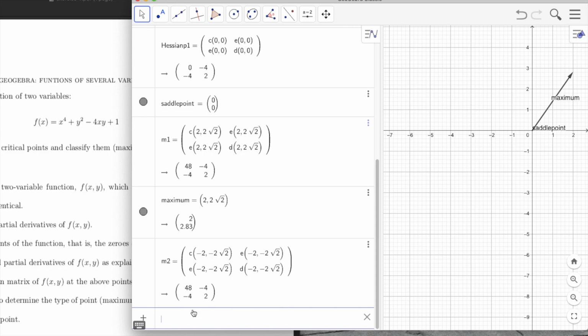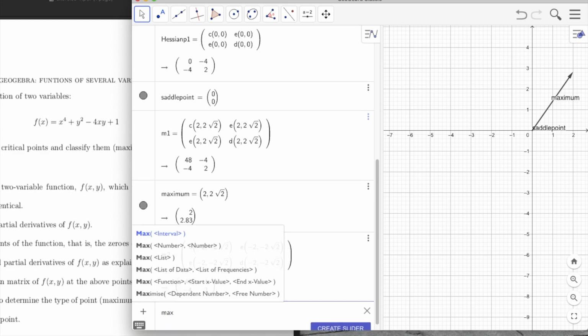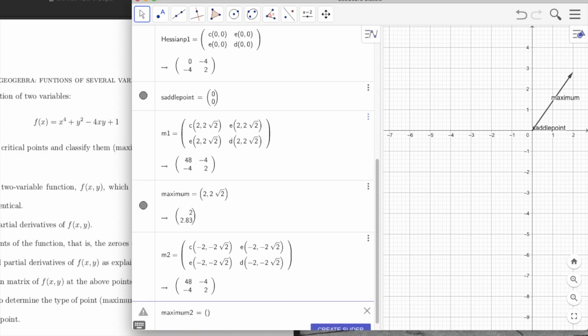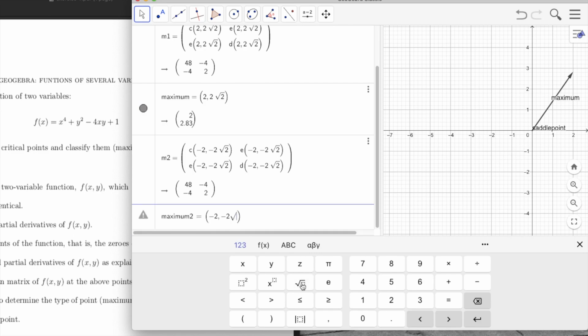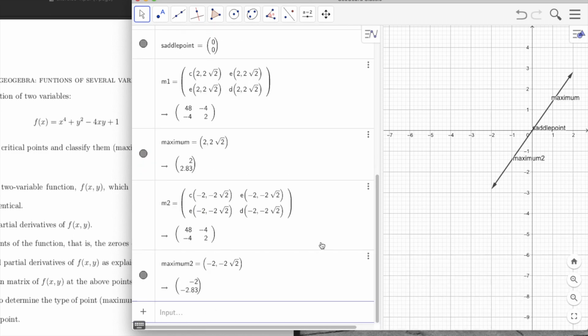So it will be another maximum. I cannot call it maximum because maximum is defined here, so I call it maximum 2 equals which point? It's (-2, minus root 2). Now we call the keyboard to enter root 2, close the keyboard because it looks very ugly. That's it. We have a saddle point, first maximum, second maximum, and that's all about this exercise.